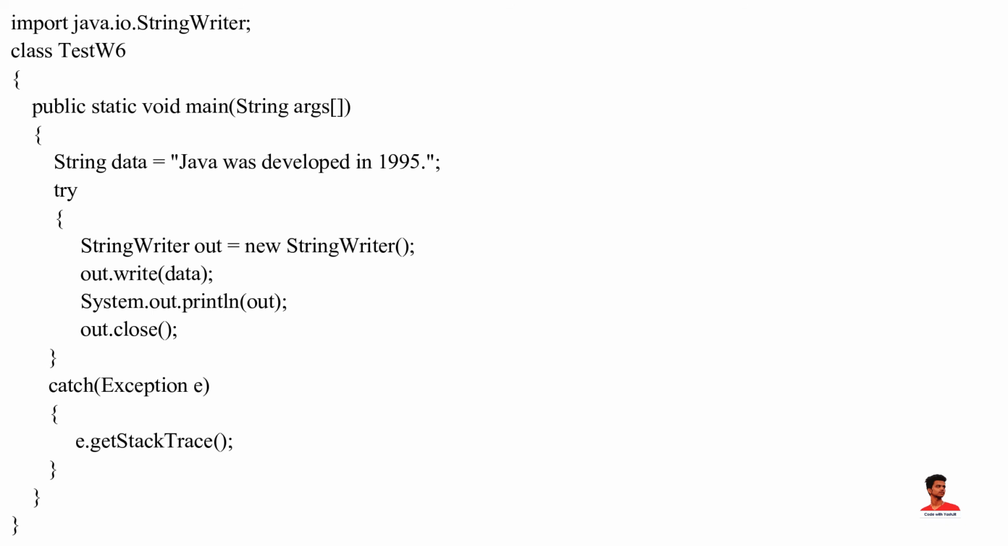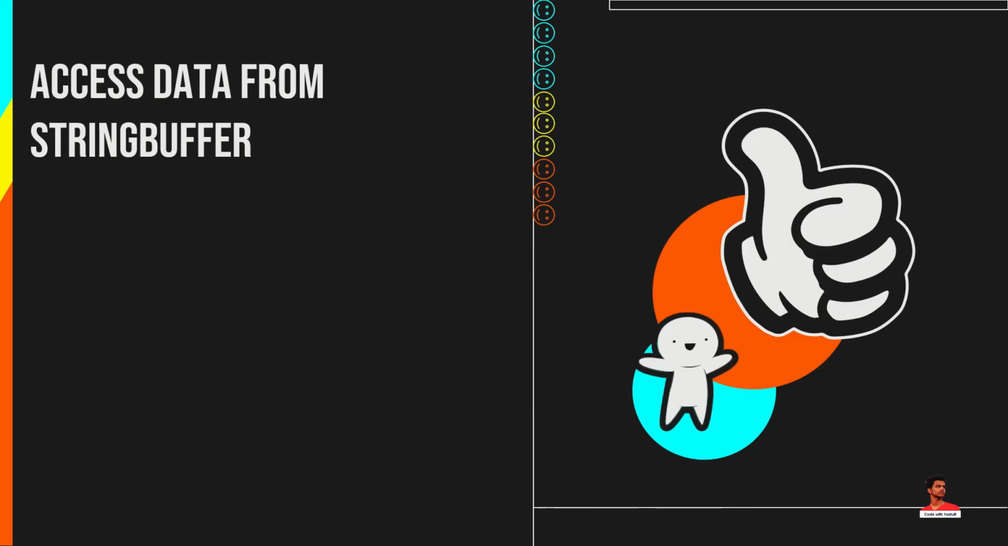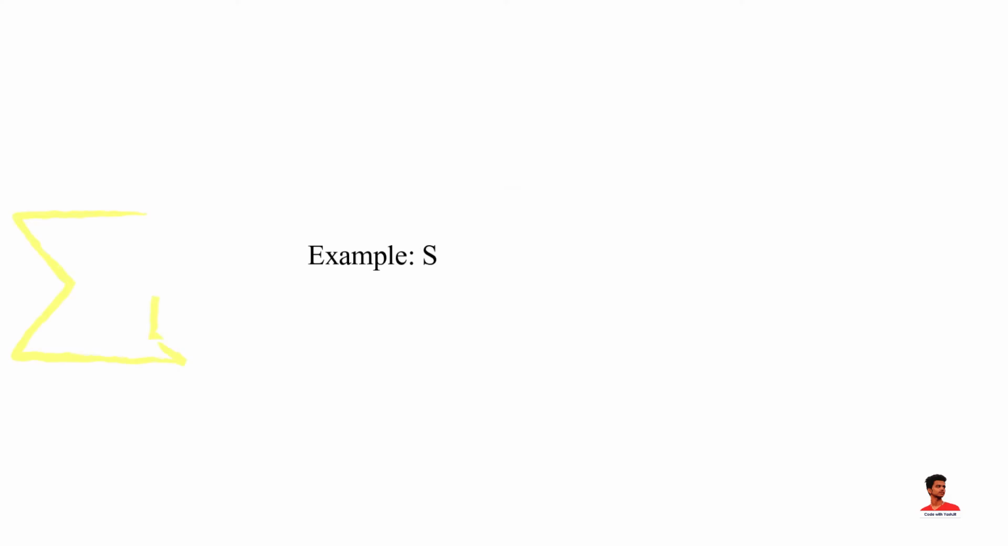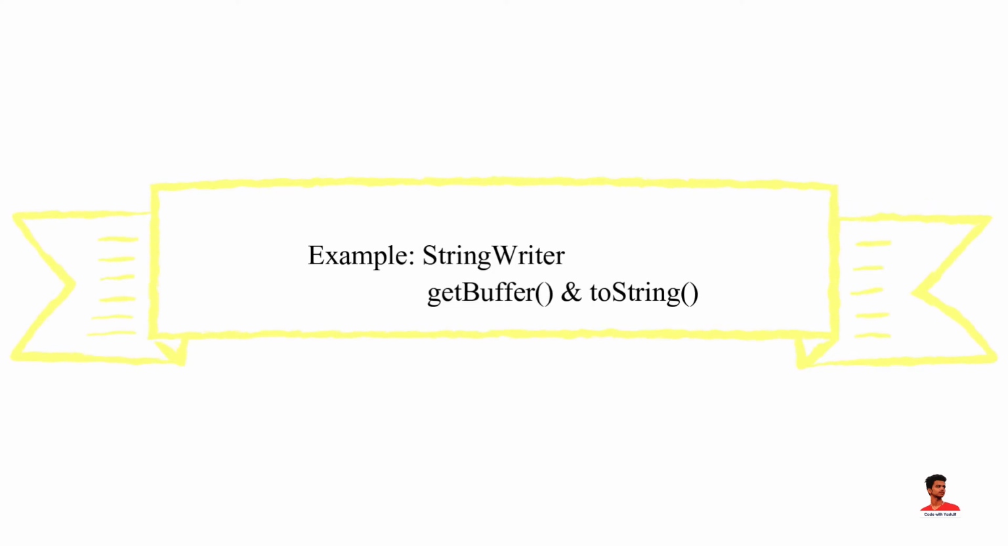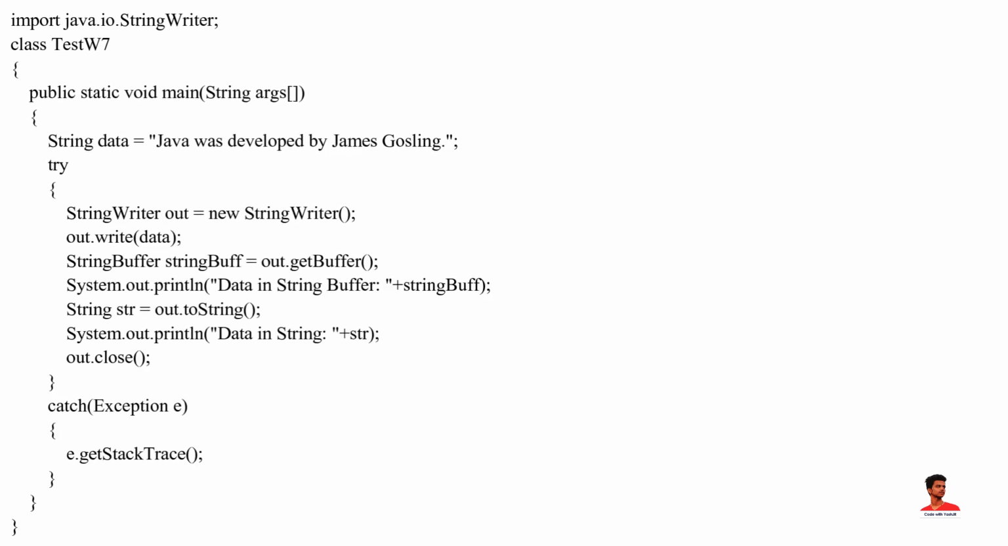In this example, we have created a StringWriter named out. We then use the write method to write the string data to the string buffer. getBuffer returns the data present in the string buffer, and toString returns the data present in the string buffer as a string. Here, we have used the getBuffer method to get the data present in the string buffer, and also the toString method returns the data present in the string buffer as a string.